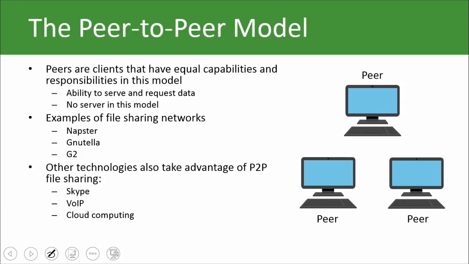You also may find file sharing networks like Napster, if you're old enough to remember that. I think Napster is still around, but in a very different form. You have Gnutella and then also G2. So the peer-to-peer model is a little different. Each computer accesses data and requests data from its peers and not from a server. So those are two different models that you'll see in your journey through networking.